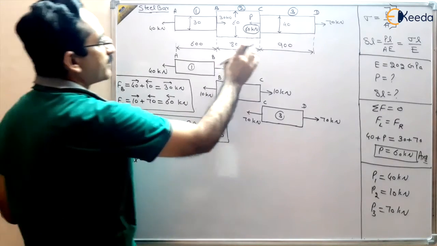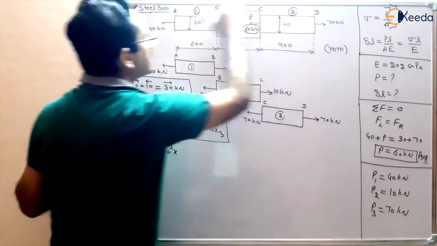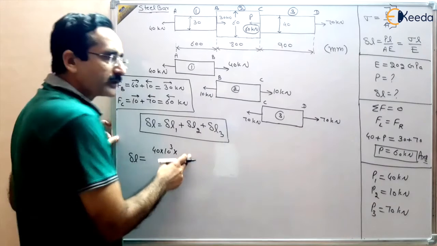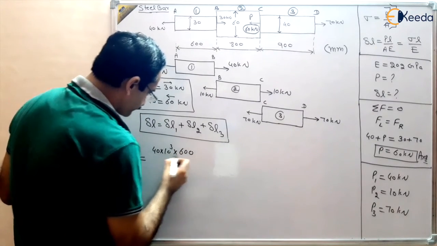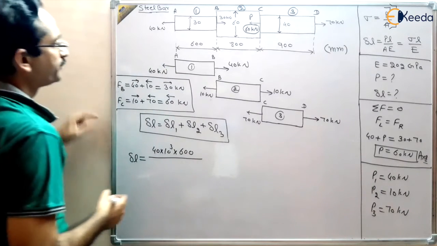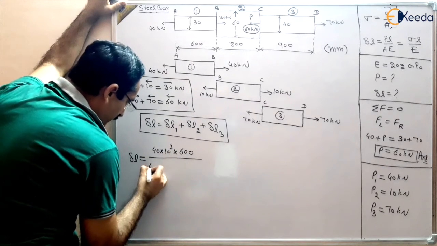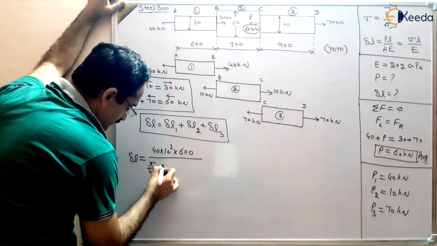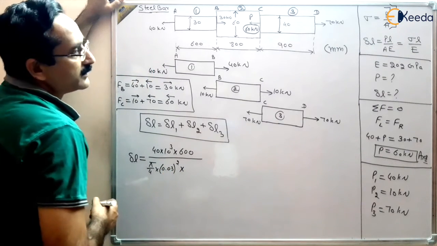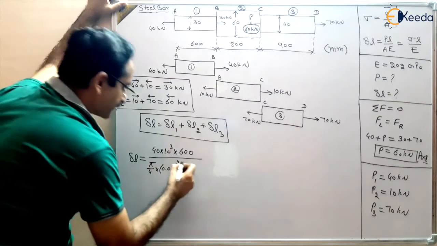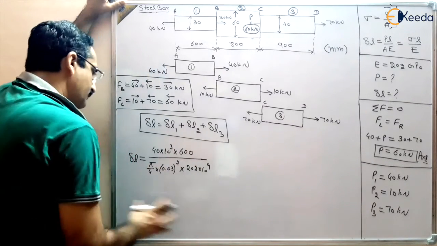All the dimensions are in mm, so you can use mm, so that the final answer can be obtained in millimeter, right? So 600 mm divided by area. Area, 30 mm is the dia, so you can write pi by 4 d square. D square is 0.03 square into E. E is given 202 gigapascal, so 202 multiplied 10 to the power 9. So this is the first term, right?